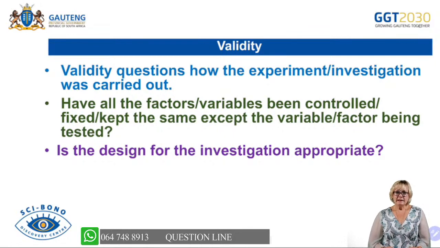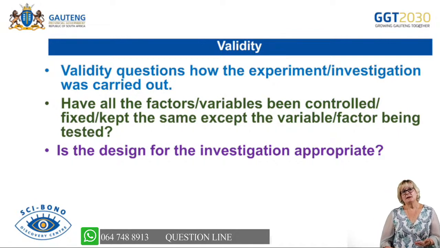Is the design for the investigation appropriate? You can't say, I want to test, let's say, the influence of sunlight on photosynthesis, but you never ever somewhere measure the intensity of the sunlight. You never measure the temperature. So that means that if you look at the way that you did the experiment, there are flaws in your experiment. And that means the validity of your experiment is actually being compromised.